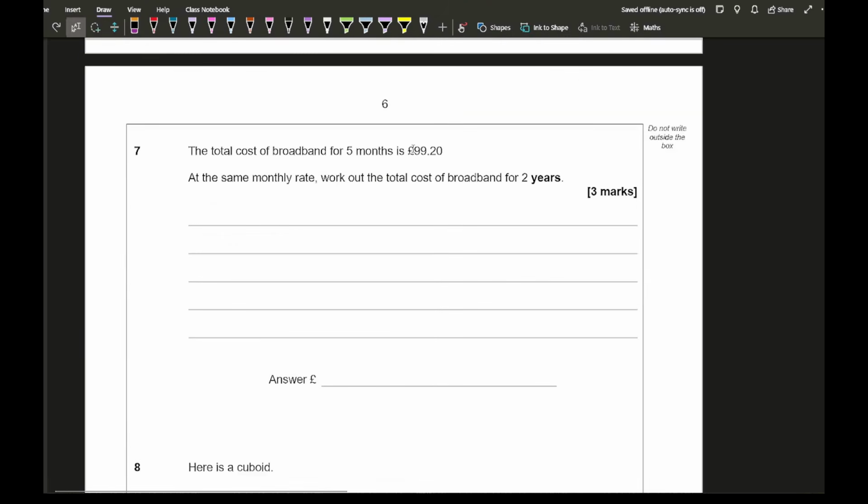Moving on to question 7, it says the total cost of broadband for 5 months is £99.20. At the same monthly rate, work out the total cost of the broadband for 2 years. So for this, what we need to do first is work out the first 1 month cost, and that's going to be 99.20 divided by 5.